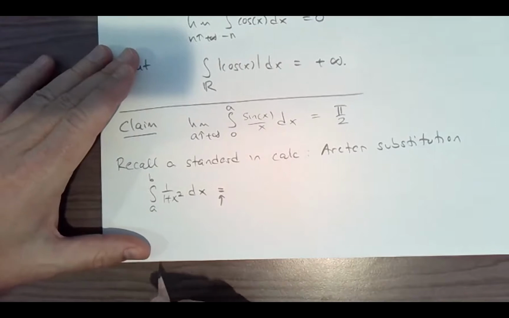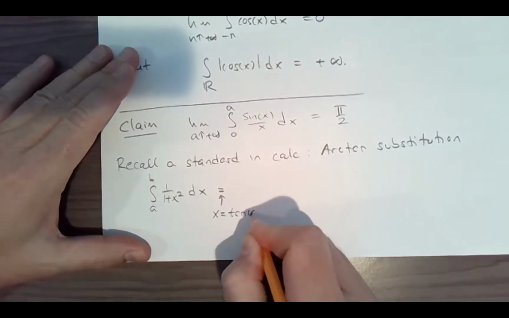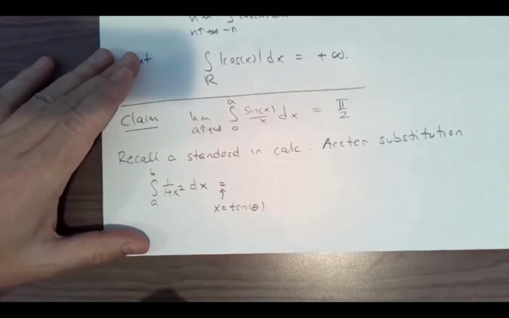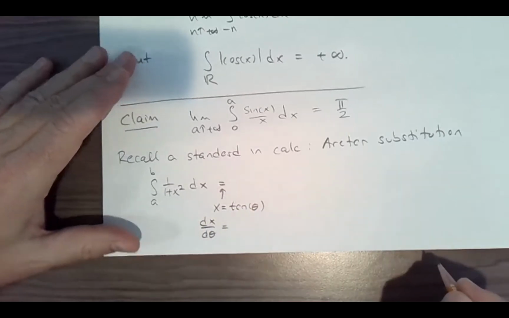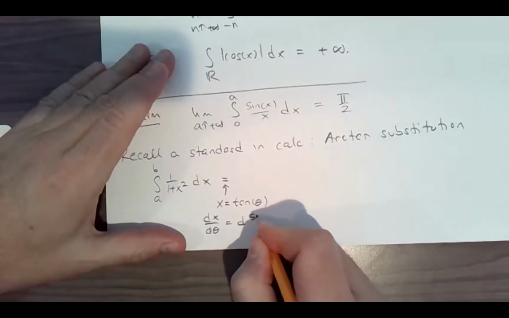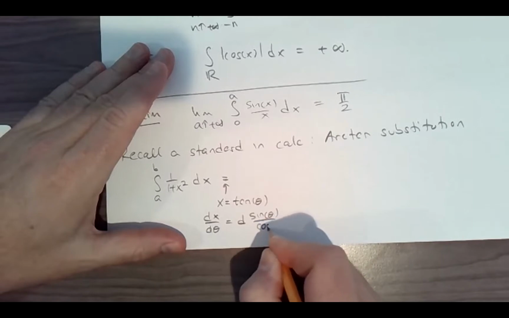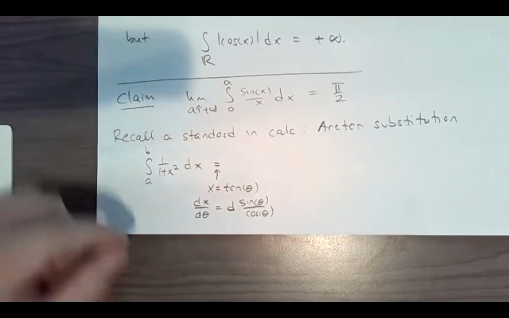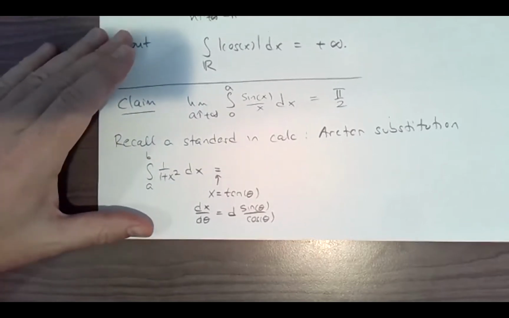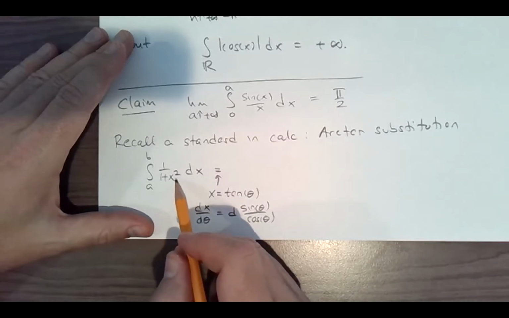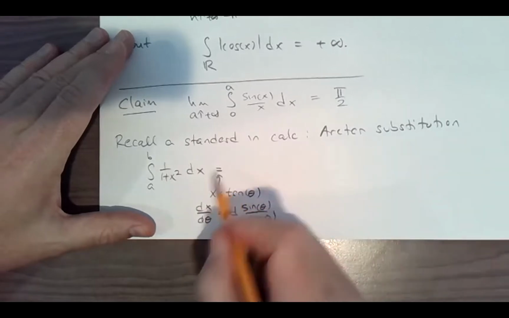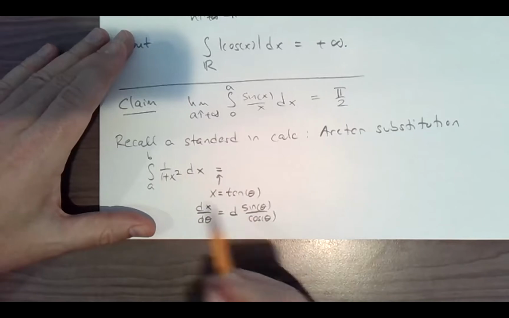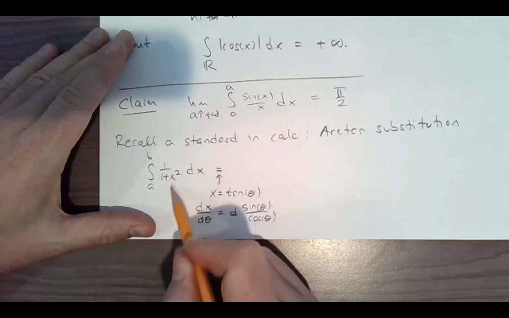So here you substitute in x is equal to, say, tangent of theta. Right, and then you get that dx d theta is going to be the derivative of sine theta over cosine theta. When you do the substitution, you compute the derivative, so that's going to give you the new Jacobian, and then you're going to do x squared, right?